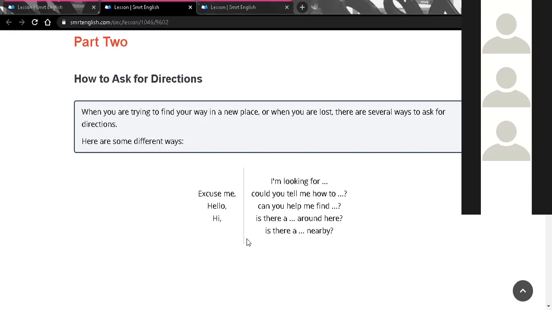Can you help me find? ¿Me ayudas a encontrar? Is there a restaurant around here? Is there a theater nearby? Is there, I don't know, a hotel nearby? Things like that. So when we need directions, these are good ways to ask for those directions.